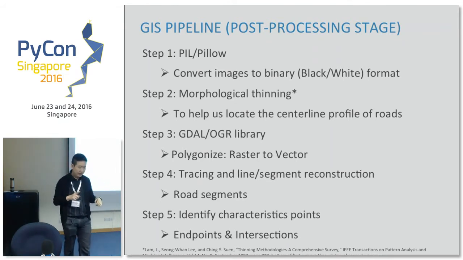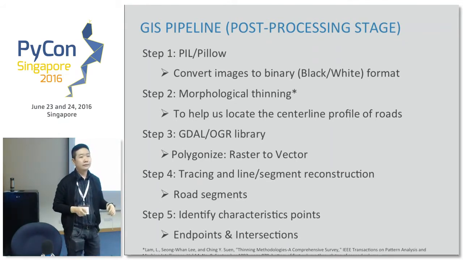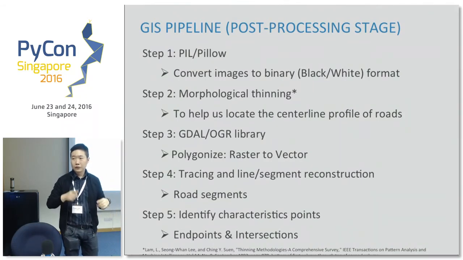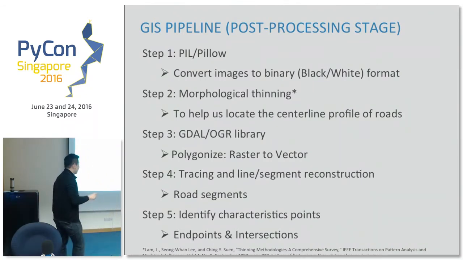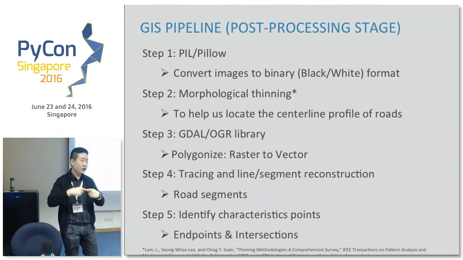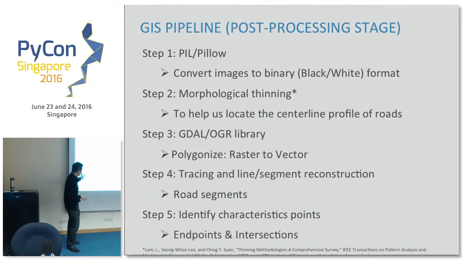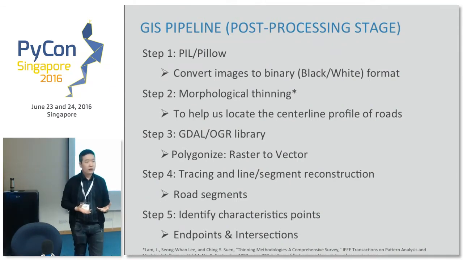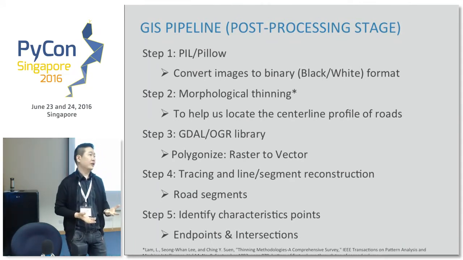Inside the GDAL library, there's a function called GDAL polygonize. So if you're familiar with GIS, you just use GDAL polygonize. It will convert a raster image to a vector shapefile. Once you have that, you can then start to play with the vector information. You can start tracing the line segments or the road segments, identify the intersection points, then identify the endpoints, and then from there, you can extract information about your road density and connectivity.